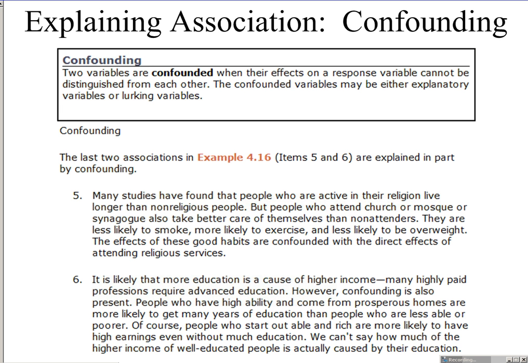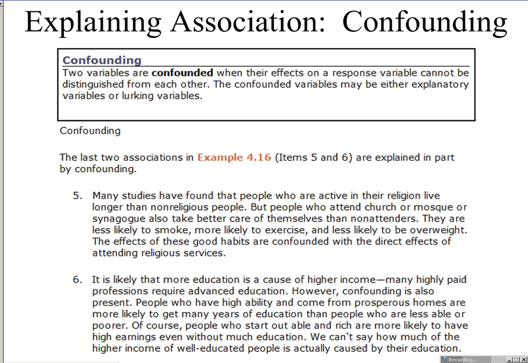Number 6 was the number of years of education a worker has and the worker's income. It is likely that more education is a cause of higher income. However, highly paid professionals require advanced education. Confounding is also present here.